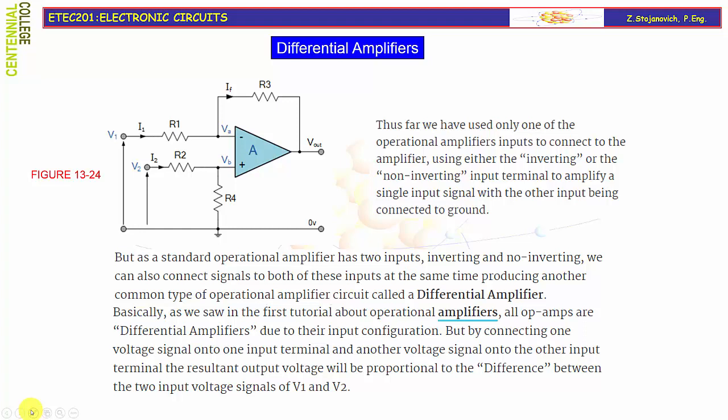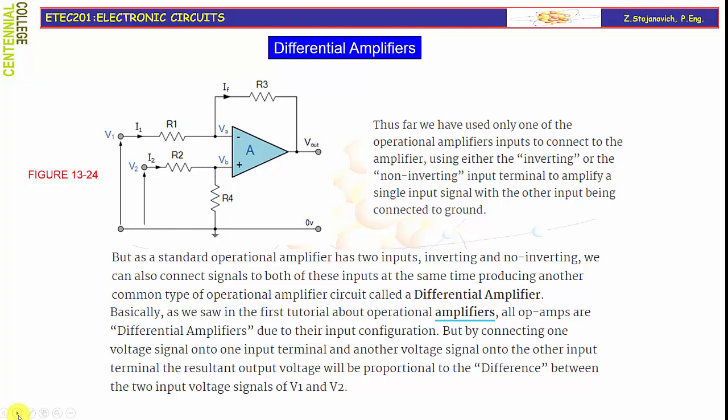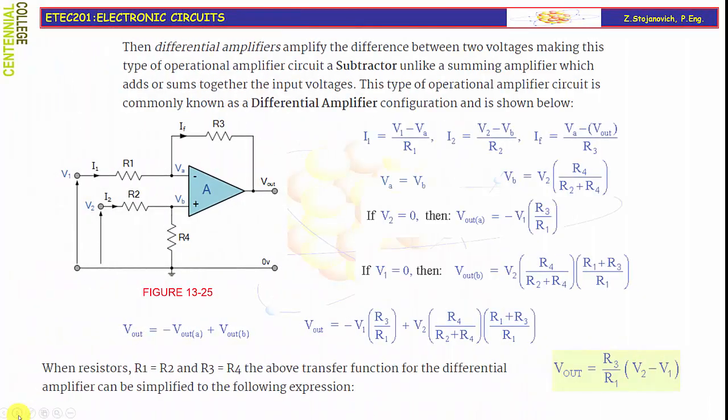As we learned earlier about operational amplifiers, all op-amps are differential amplifiers due to their input configuration. But by connecting one voltage signal onto the input signal and another voltage signal onto the other input terminal, the resultant output voltage will be proportional to the difference between the two input voltage signals of V1 and V2, as shown in figure 13-24. Let me see whether we can derive the expression for the output voltage of the differential amplifier configuration as shown below in figure 13-25 again.